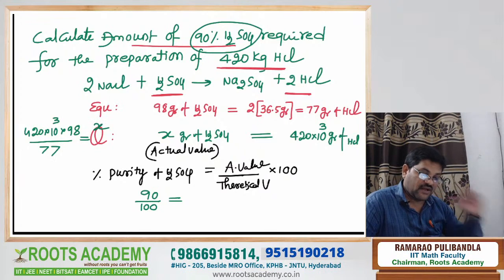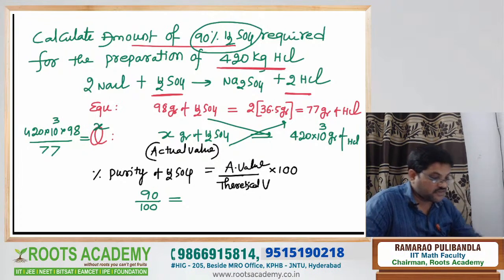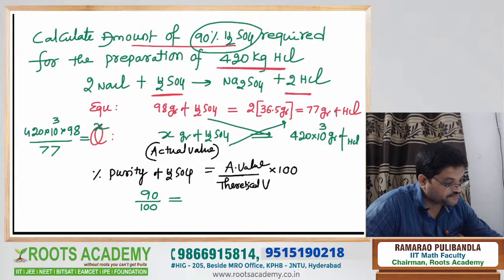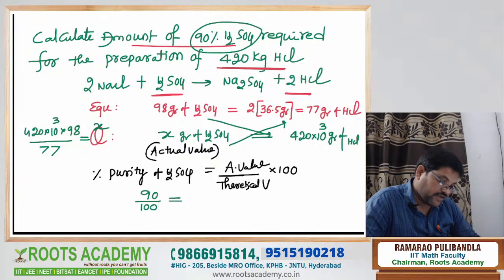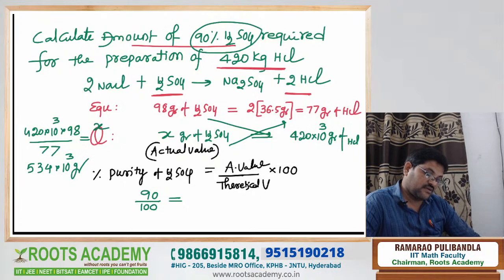Repeat once again. On cross multiplication, 420 into 10 cube into 98 by 77. So on cross multiplication, what did you get? 420 into 98 divided by 77. We get 534. 534 into 10 cube grams. Understood? So that is 534 into 10 power 3 grams. That means 534 kg. That is the actual value.